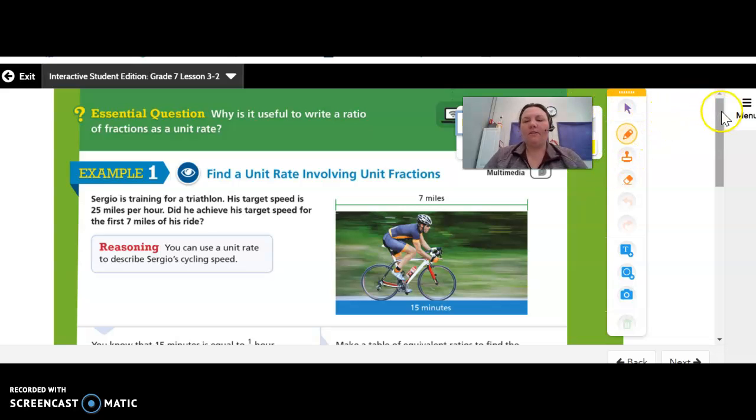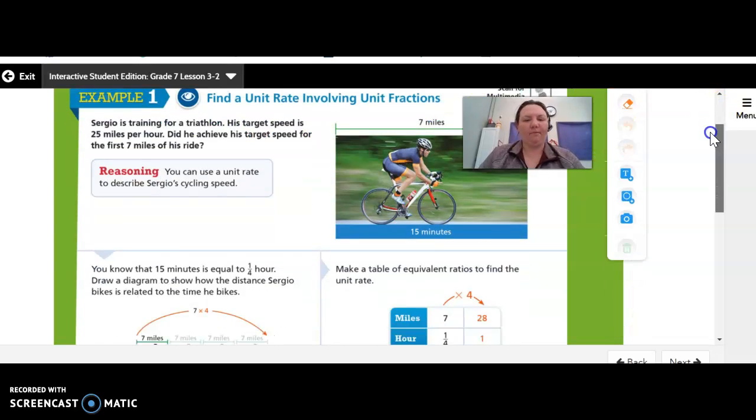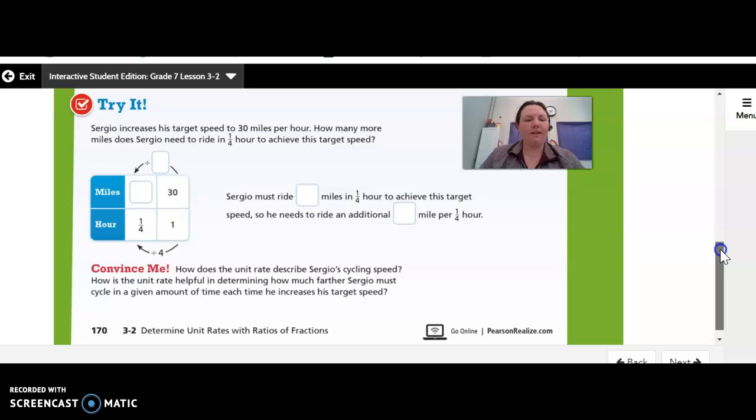So this builds on our concept number 11 from our critical concepts and standards for 7th grade math, using unit rates and proportions to solve problems. So I'm going to jump right in to the try it problem on the bottom of page 170. In the 3-1 video, we were working to multiply and divide to get our unit rate. Now we're actually going to start working in reverse, with an extra step. We're going to connect back and use our skills from concept 9, multiplying and dividing fractions.